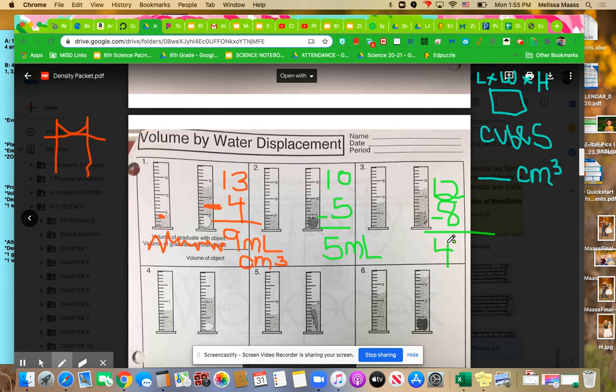But remember, in science, we can't just have a number as our answer. We always have to have a unit of measurement, okay? So like I said, we're probably just going to use milliliters, okay? I'm going to go ahead and change the color again. We'll go this pinkish color.